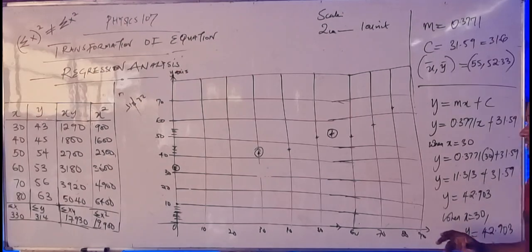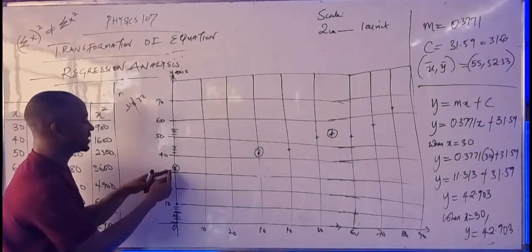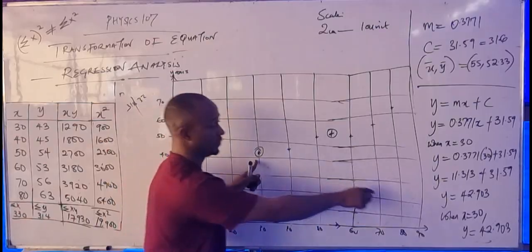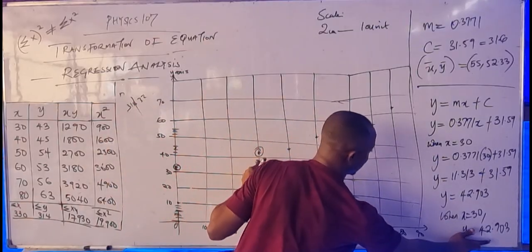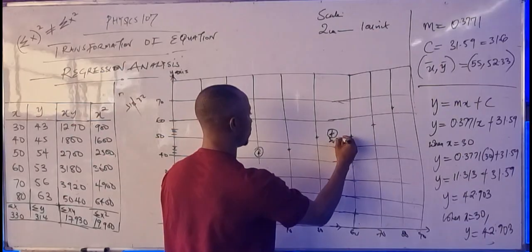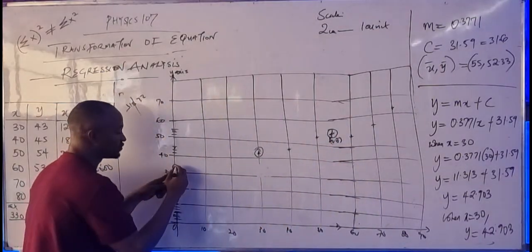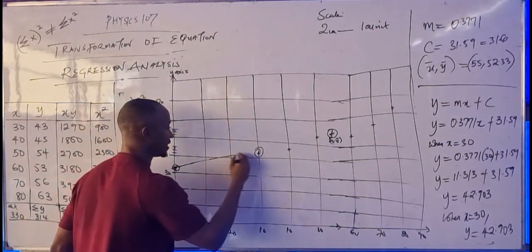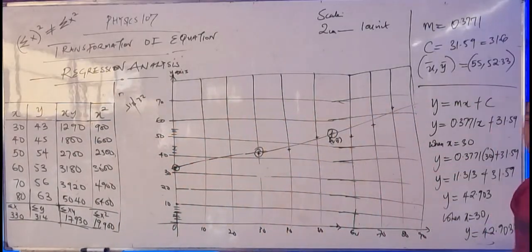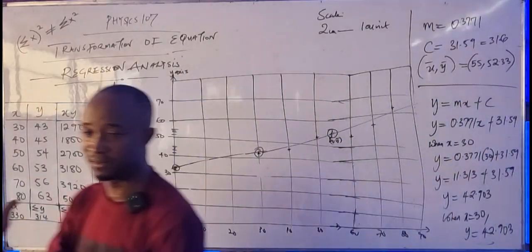Now, from your graph, here we have our c. Here we have the new value, which is when x is 30, y is 42. Here we have our x bar and y bar. So connect these points using a straight line. Connect these 3 points together: 1, 2, 3. Have you done that? Is it a straight line graph?